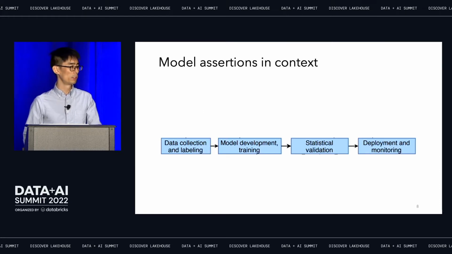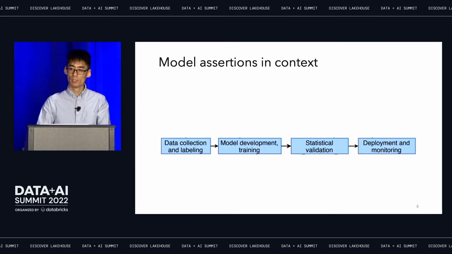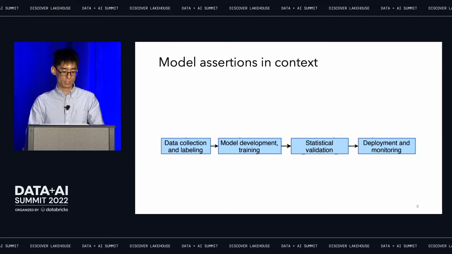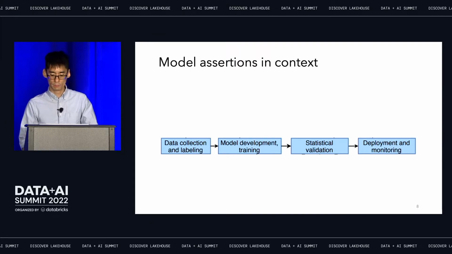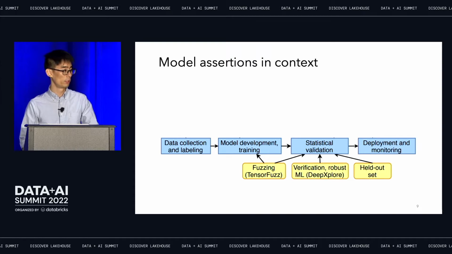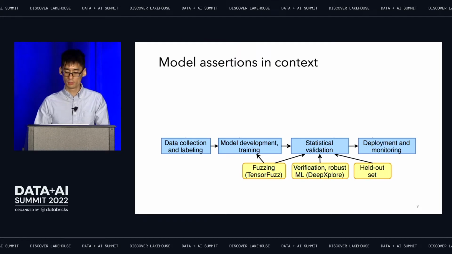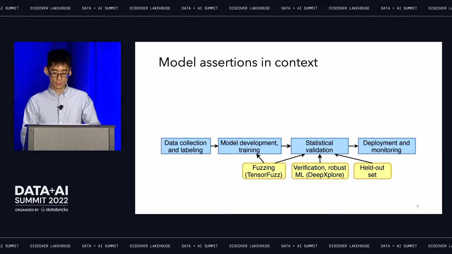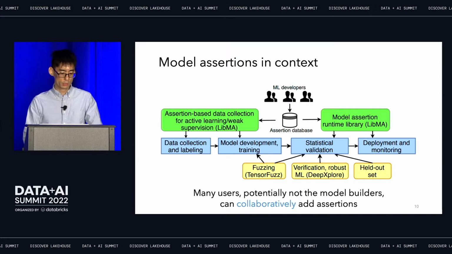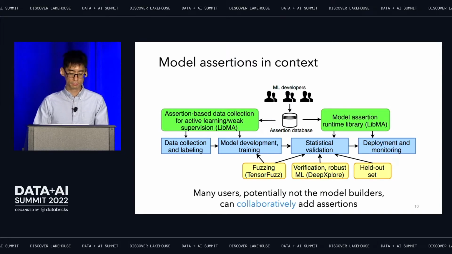I first want to put model assertions in context. If we look at a standard ML deployment pipeline, it has things ranging from data collection and labeling to model deployment and training, to statistical validation, and development and monitoring. There's been a lot of work in the literature on some parts of this stack, in particular the statistical validation and the development and training parts. But there hasn't really been much on the first and last parts here, which model assertions focuses on, and it can also be used for the other parts as well.